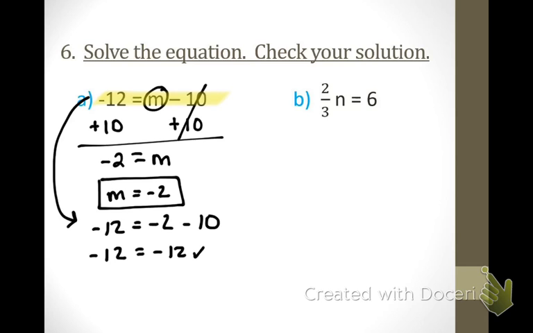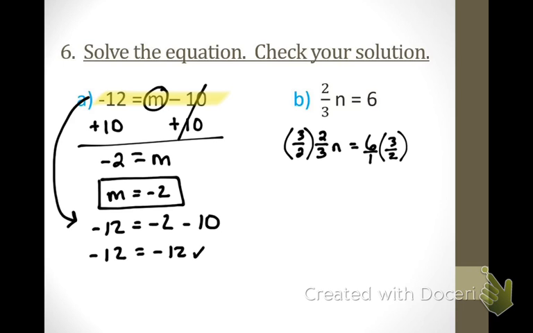All right, for this problem, I've got 2/3. Do you guys remember what we have to do whenever we have a fraction? You have to flip it, or you have to use the reciprocal. So what's the reciprocal of 2/3? 3 halves. If I multiply the left side by 3 halves, what do I have to do to the right side? Multiply it also by 3 halves.